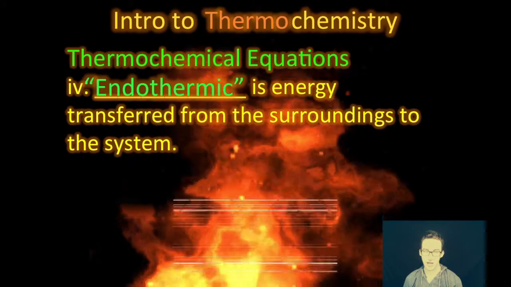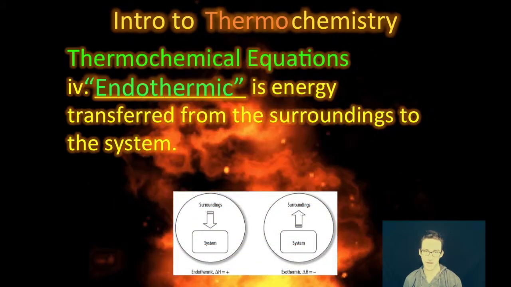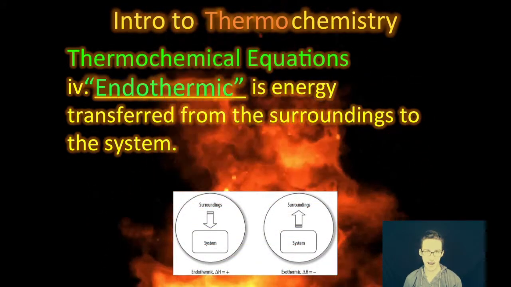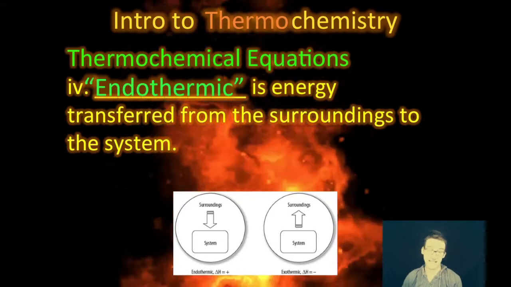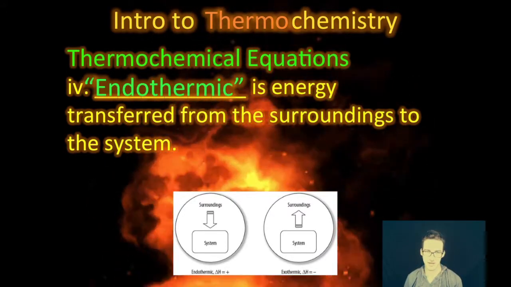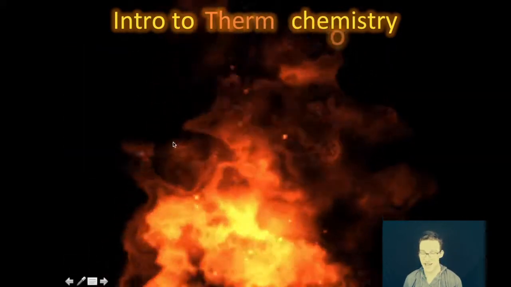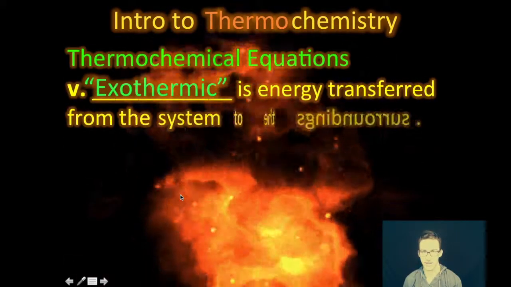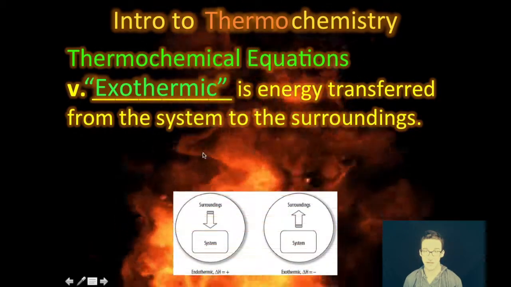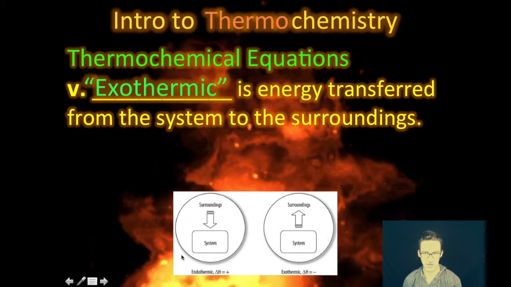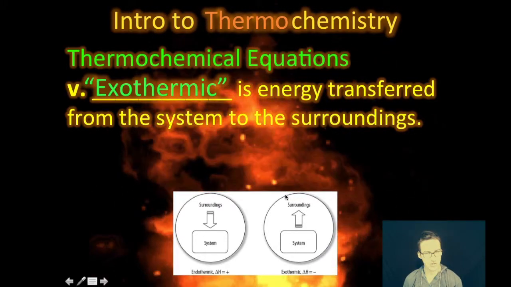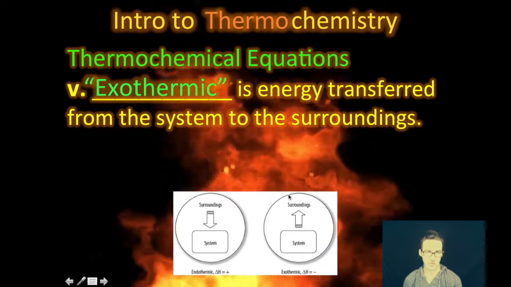And when we talk about the flow of that heat energy, when we say a reaction is endothermic, energy is simply transferred from the surroundings into the system. Whereas in an exothermic reaction, that energy is transferred from the system to the surroundings. And again, if you examine this little diagram that you're provided with in your notes, it's a pretty straightforward explanation of some of those terms that we just talked about.